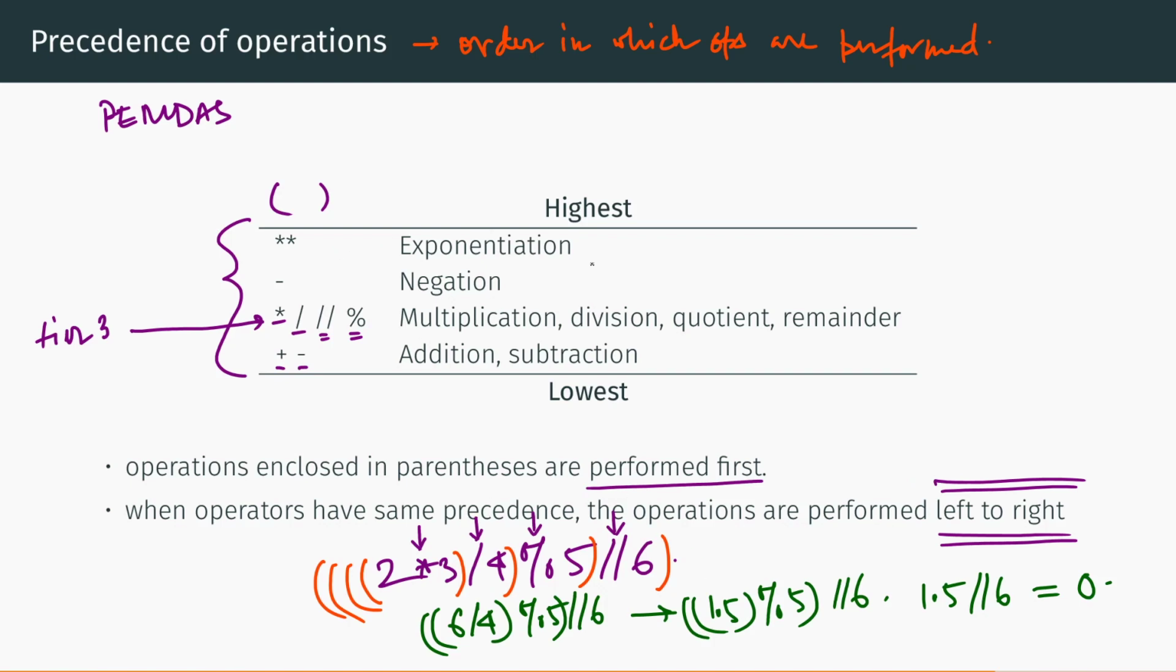Otherwise, this is the rule. This is the precedence from lowest to highest that is being followed, right? So if you have something like 2 star star 3 star 4, this means 2 raised to the power 3, times 4. It's first 2 raised to the power 3, then the result is multiplied by 4, right?